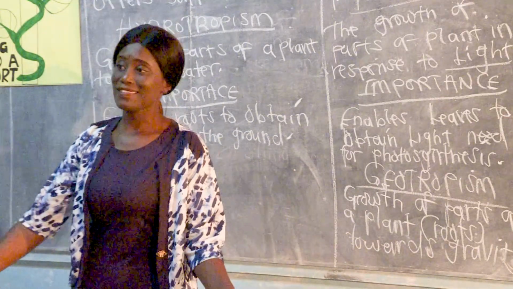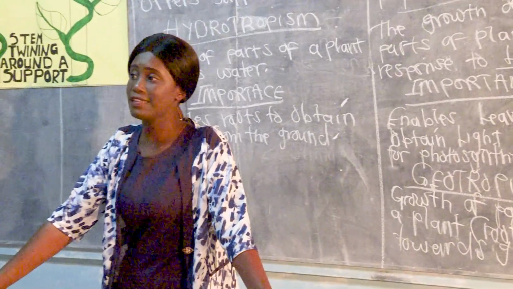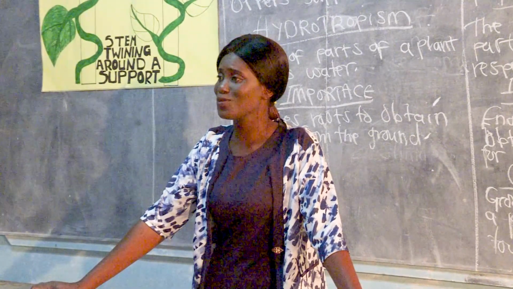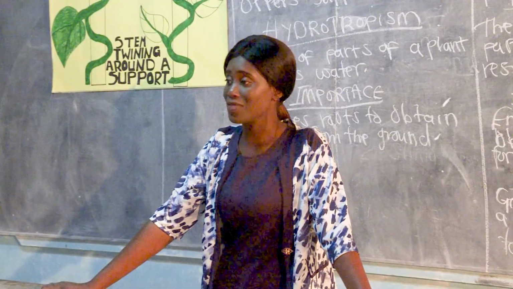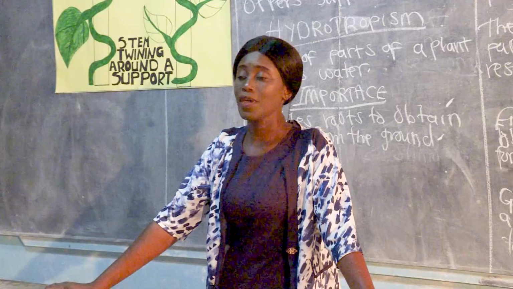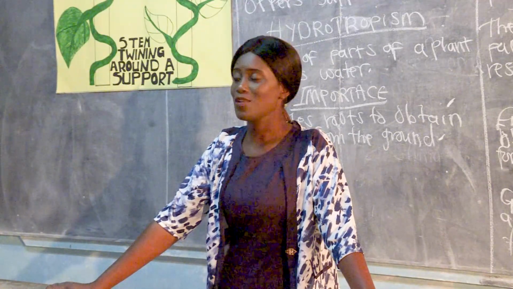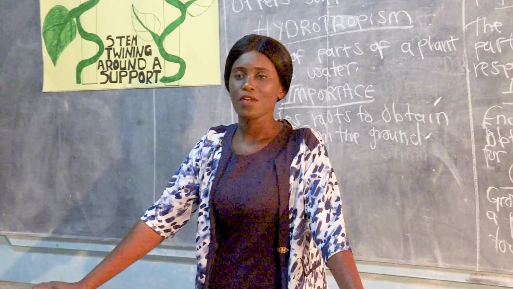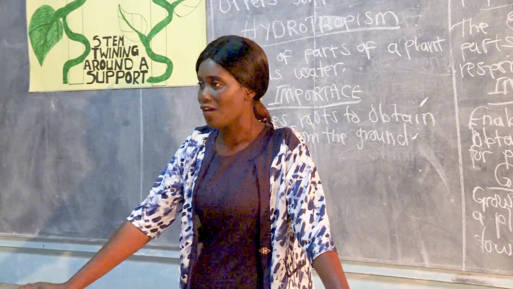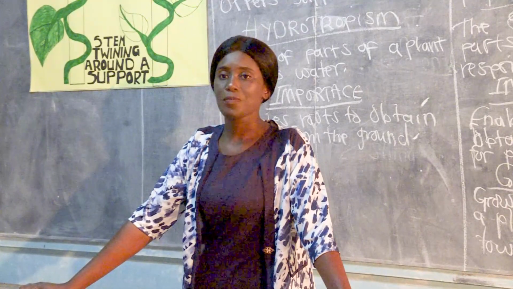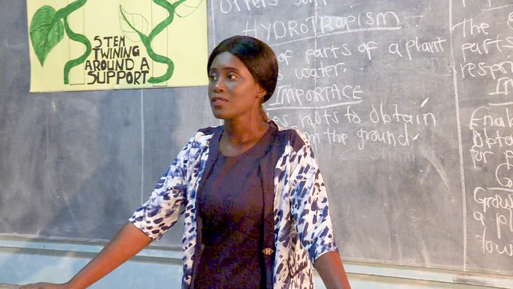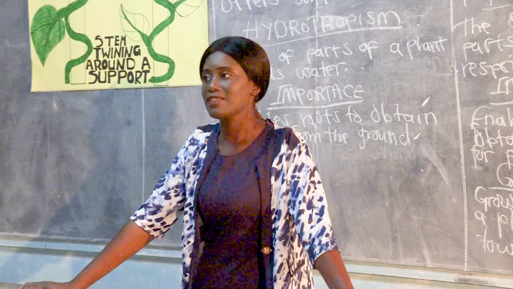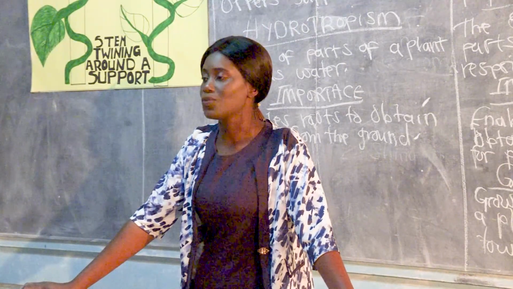All right, this marks the end of this lesson on tropic response, a response that makes plants grow towards a stimulus or away from the stimulus. In this lesson, we have talked about the response of the shoots towards light. We have talked about geotropism, the response of the roots towards gravity. We also talked about thigmotropism, the response of the stems as a result of contact. We have talked about hydrotropism, the response of roots to water.